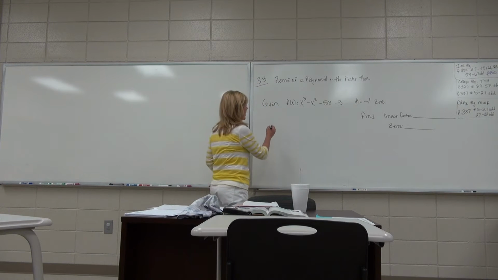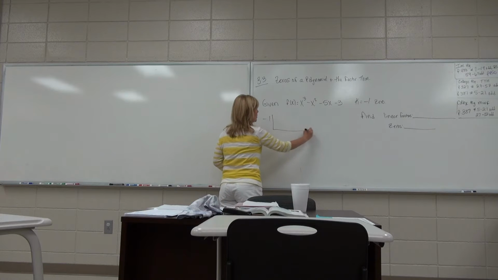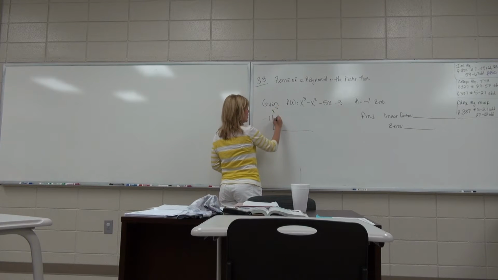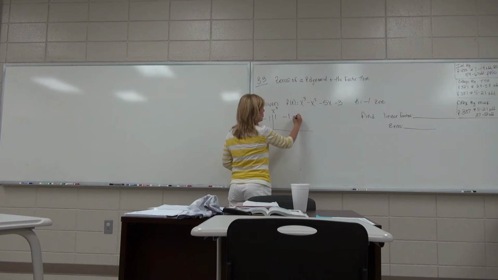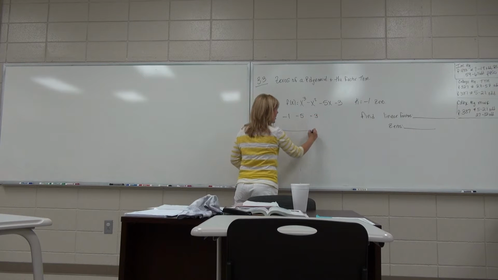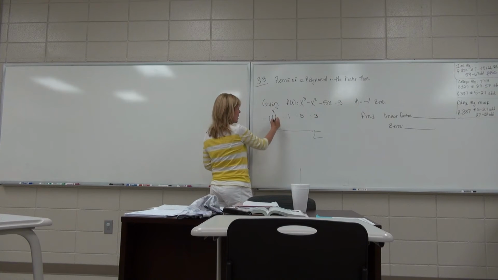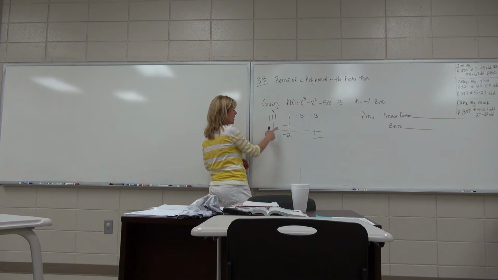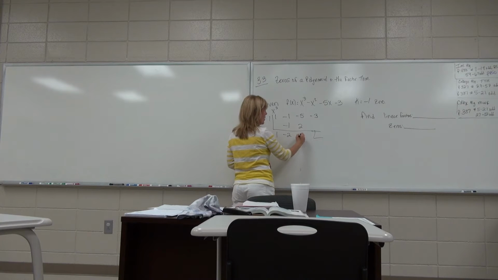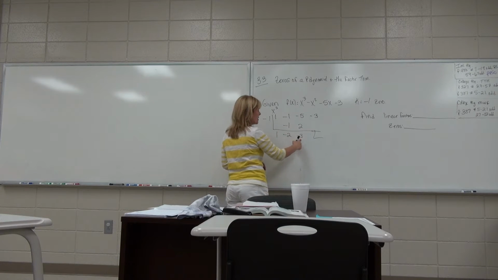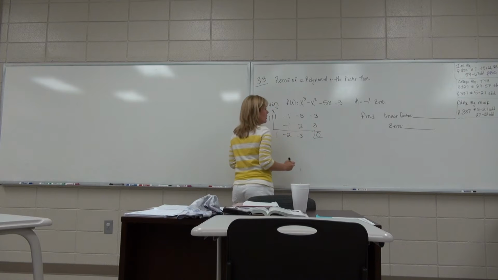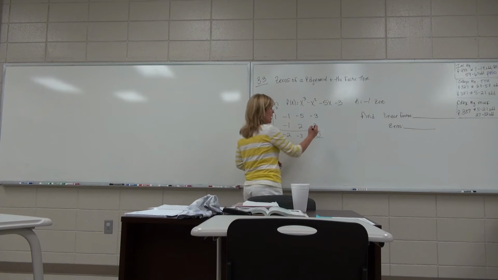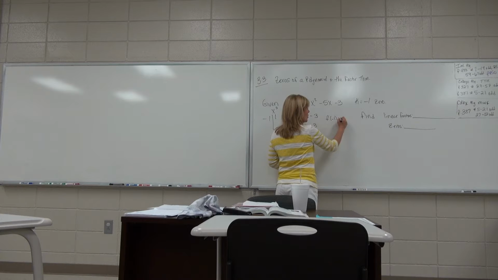Alright, if negative 1's a 0, you do your synthetic division of negative 1. The coefficients of x cubed are 1, negative 1, negative 5, and negative 3. Bring down the 1. Negative 1 times 1 is negative 1. You get negative 2. Negative 1 times negative 2 is positive 2. You get negative 3. Negative 1 times negative 3 is positive 3. So you got a remainder of 0, which we knew was going to happen. f of negative 1 equals 0.